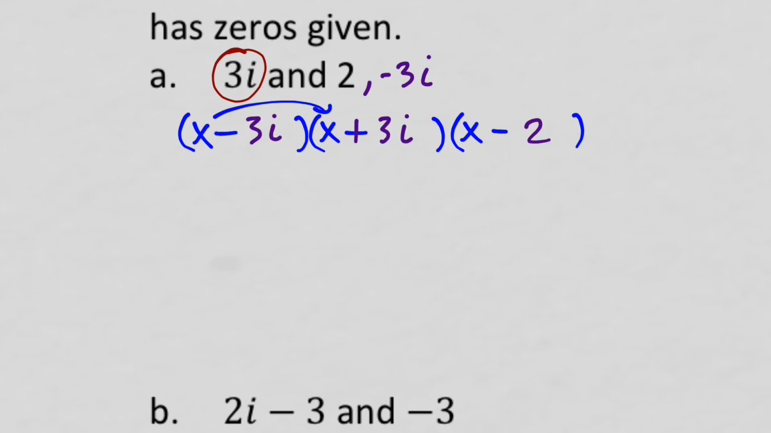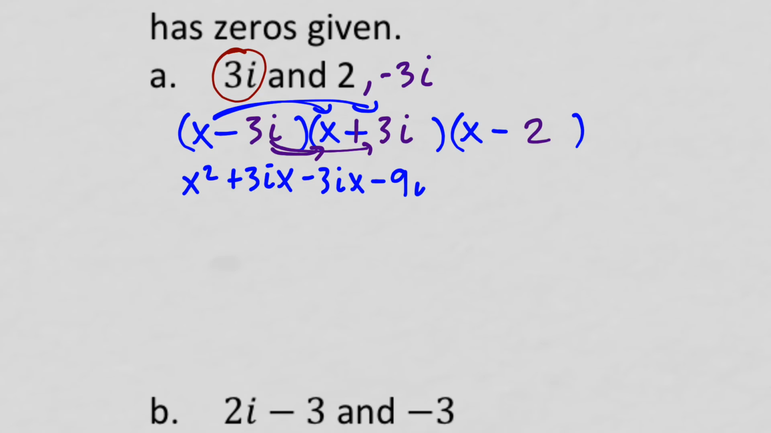So here we go. X times x, x squared. X times 3i is 3ix. Like that. Now let's do the negative 3i times x. That is negative 3ix. And finally the negative 3i times the positive 3i. Negative times positive will be negative. 3 times 3 is 9. I times i is i squared. Let's continue with that before we multiply by x minus 2.